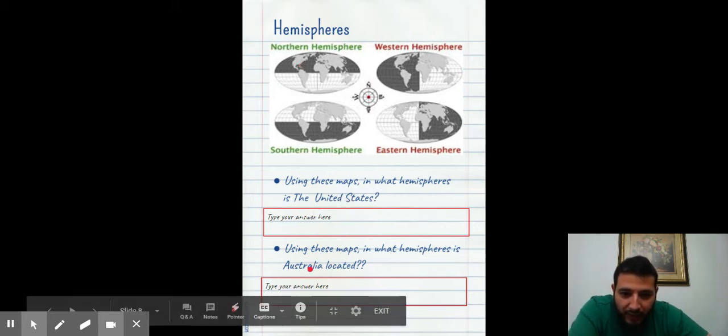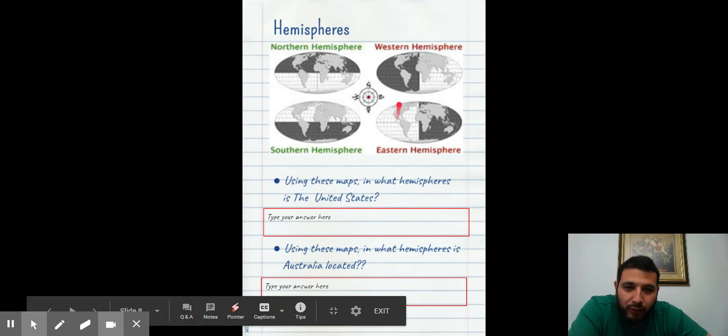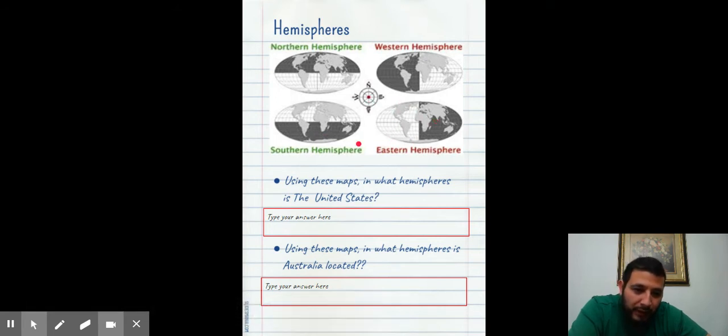On the other side, Australia. So let's get something close. Maybe Madagascar. So Madagascar would be in the eastern hemisphere, and it will be in the southern hemisphere.